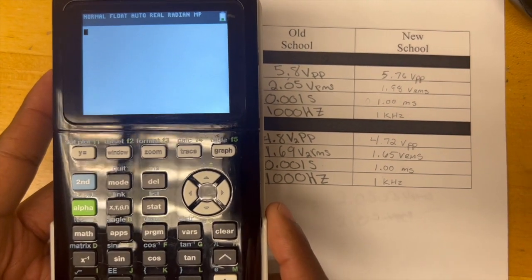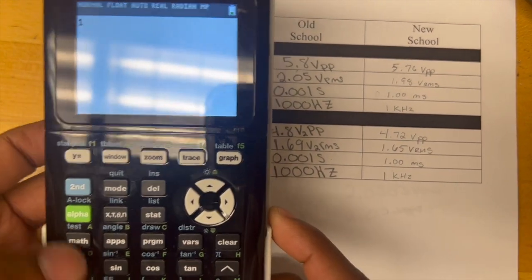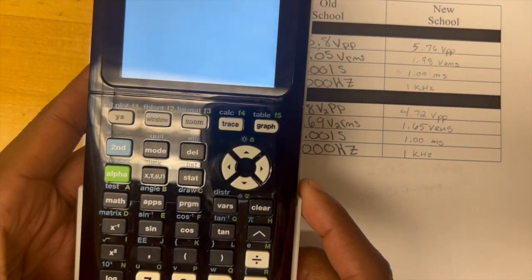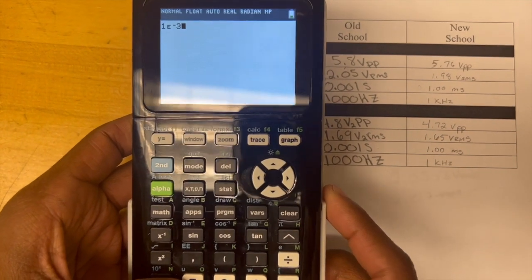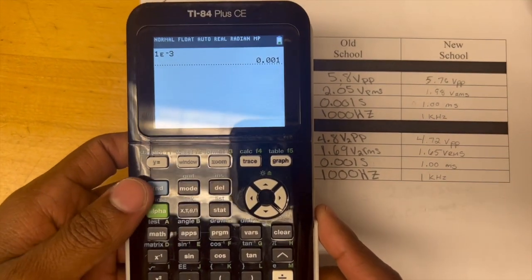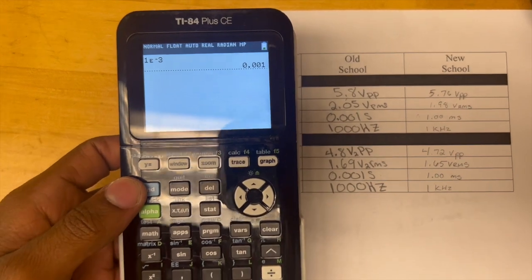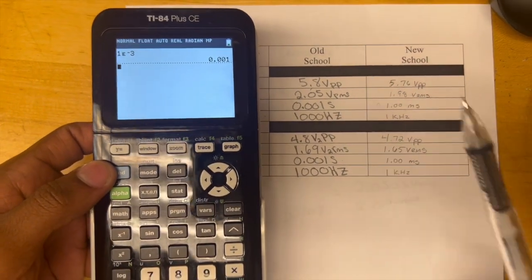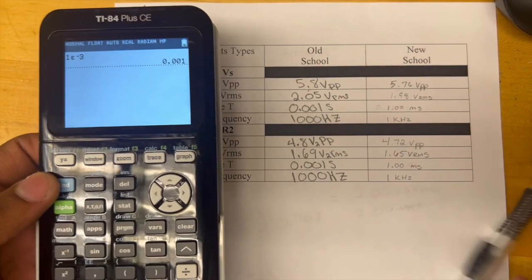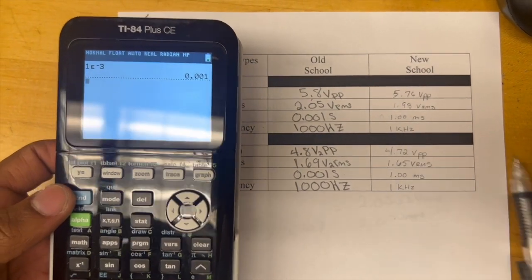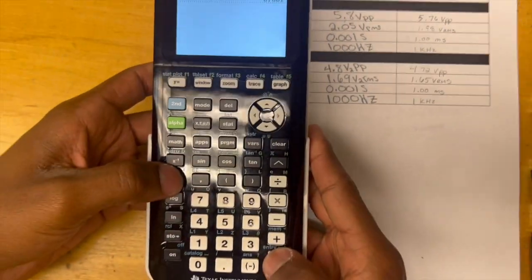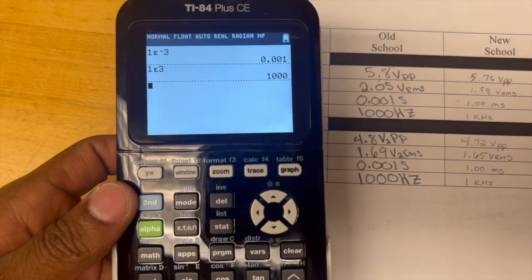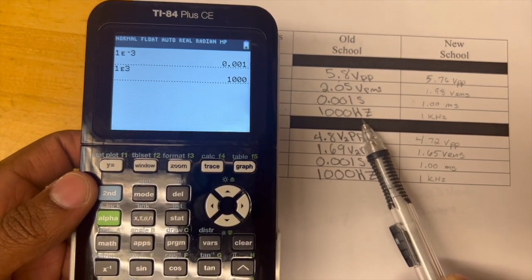So it's 1 millisecond, which is 1 times e to the -3, because milli is -3. I'm just gonna hit enter, and we get 0.001 seconds, which is the same as that right there. That checks out. Now we're gonna take a look at our frequency, and it's 1 kilohertz, so it's 1 times e to the +3 equals 1,000 hertz, which is also the same as our old school method.